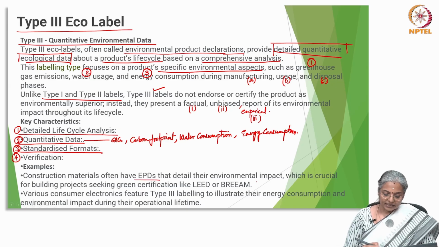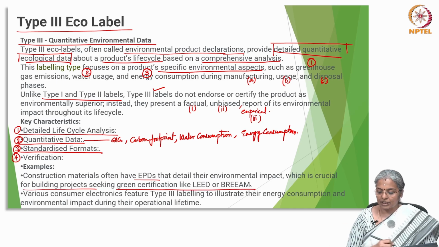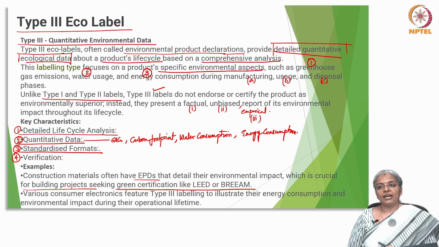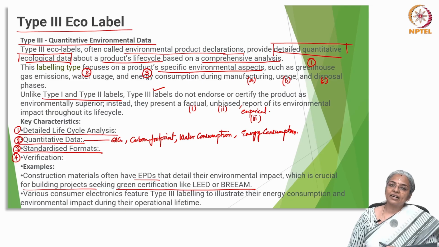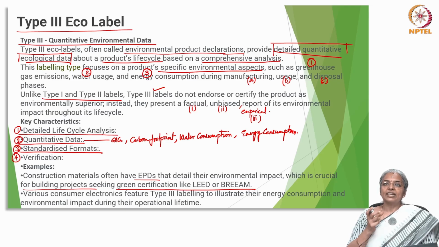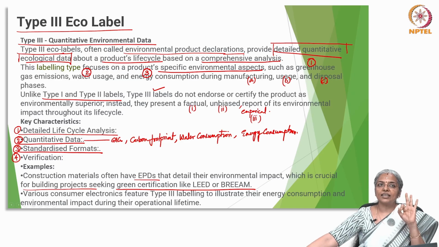environmental impact. This is crucial for building projects seeking green building certification, such as LEED, GRIHA, BREEAM, EDGE, LEED India, and so on. Various consumer electronic features use type 3 labeling to show that their energy consumption, or the impact that product has on the environment during their operational lifetime, is measurable, and they give the exact measure. So, these are the three types of eco label we saw.